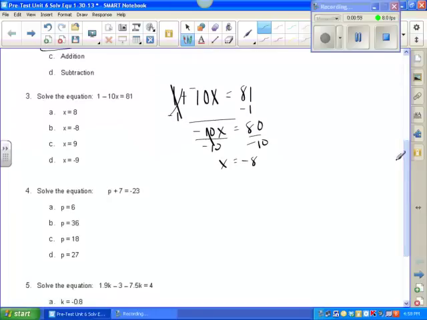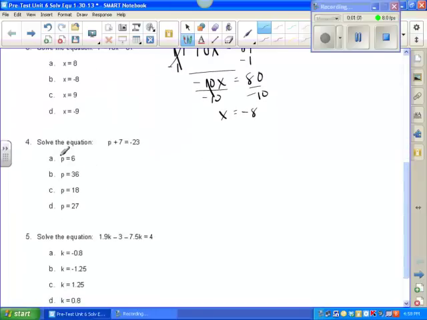Okay? Number 4, we know from class that this one is incorrect. It doesn't have the right answer, so we're just going to do the equation. P plus 7 equals negative 23. Well, this is just a one-step equation. So as soon as I do the opposite of the number, which is negative 7 on both sides, my P is already by itself because there was nothing attached to it.